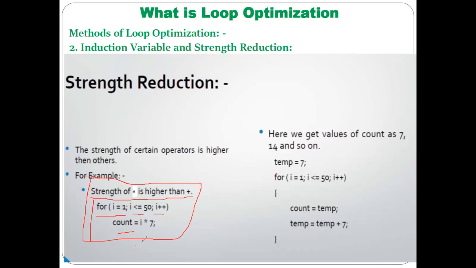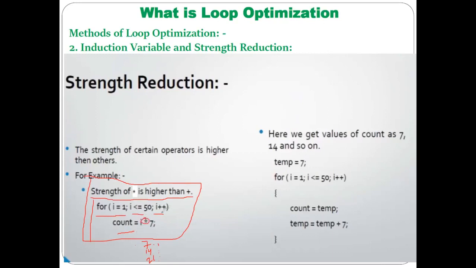Its result will be like this: 7, 14, 21, and so on, up to the last one, the result will be a multiple of 7. Now is it possible to replace this? Now this is a high strength operator.